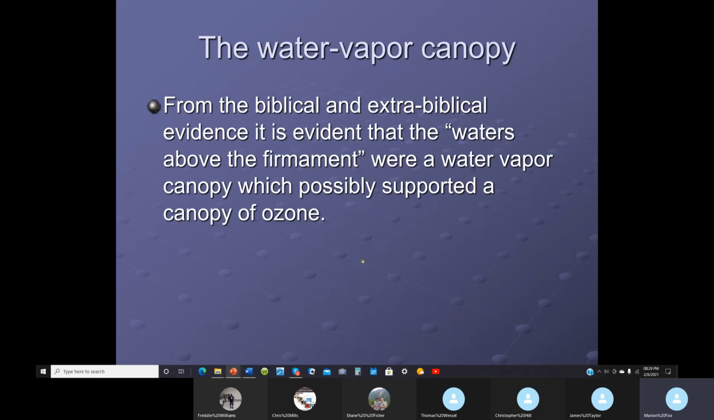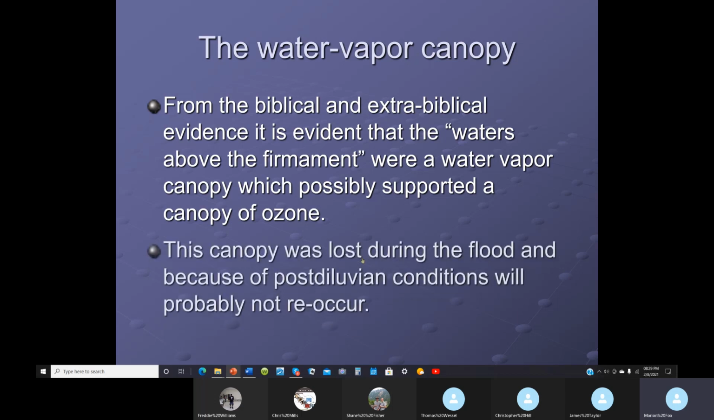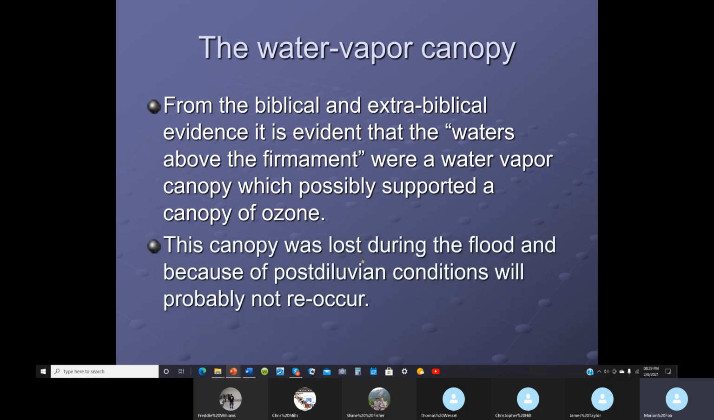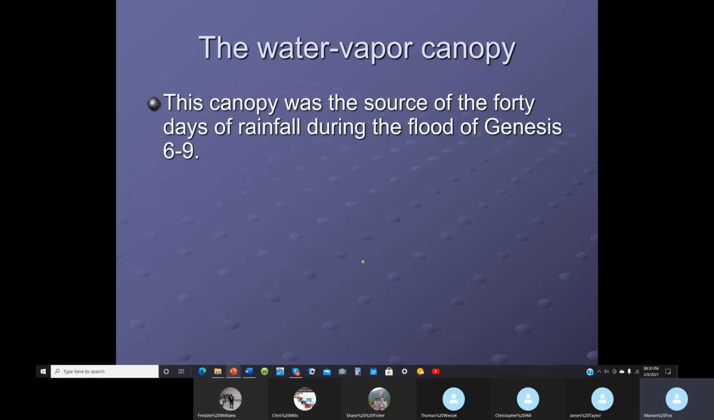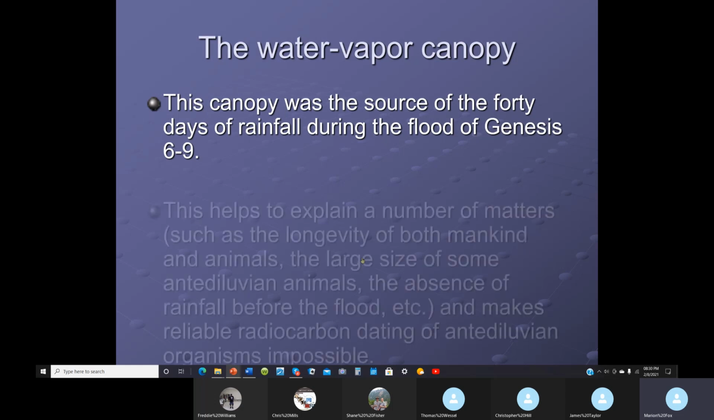From the biblical and extra-biblical evidence, it is evident that the waters above the firmament were a water vapor canopy, possibly supported by a canopy of ozone, could have, but not necessarily. This canopy was lost during the flood because the post-Diluvian condition will probably not reoccur. I think it was God's intent that it never come back again, so he set things up so it will not come back. This canopy was the source of the 40 days of rainfall during the flood of Genesis 6 through 9.